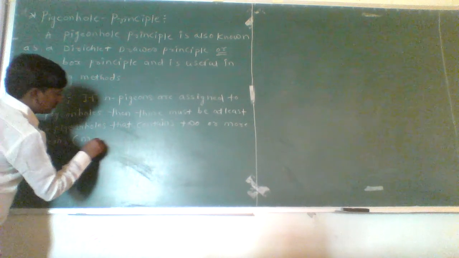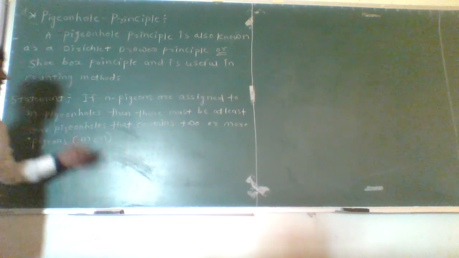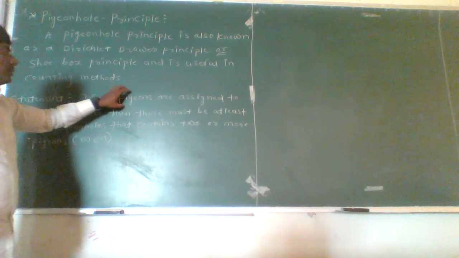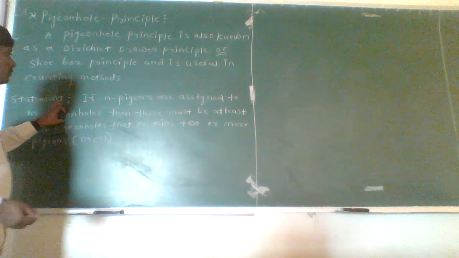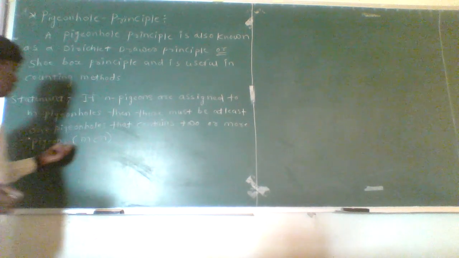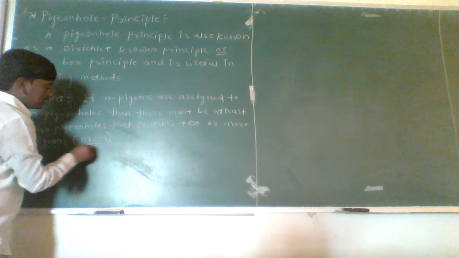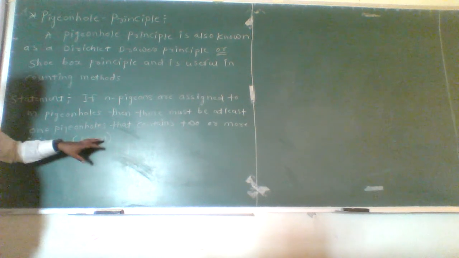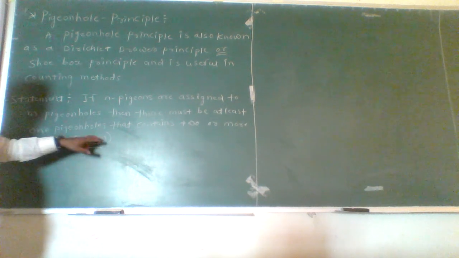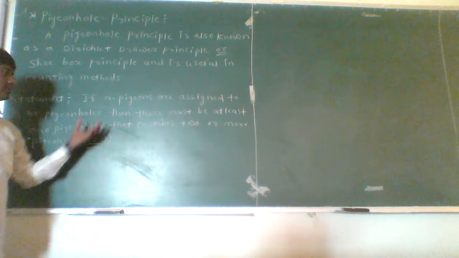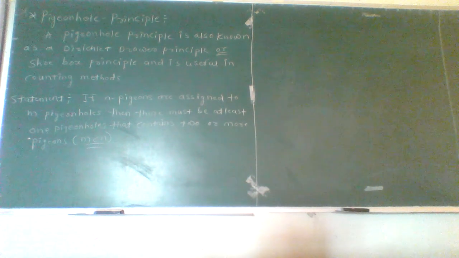And for that, the number of pigeonholes must be less than the number of pigeons. What will be the statement? If n pigeons are assigned to m pigeonholes, then there must be at least one pigeonhole that contains two or more pigeons, and for that this condition is required: m must be less than n. Here m is the number of pigeonholes and n is the number of pigeons. As the number of pigeonholes is less than the number of pigeons, there must be at least one pigeonhole that contains two or more pigeons.